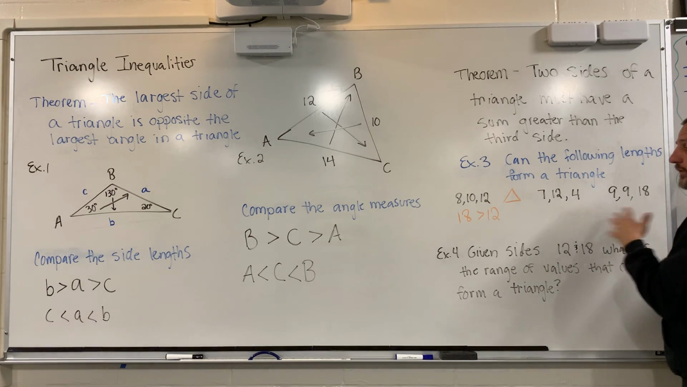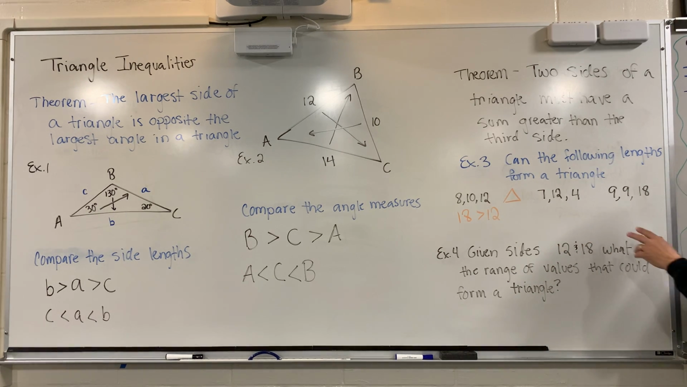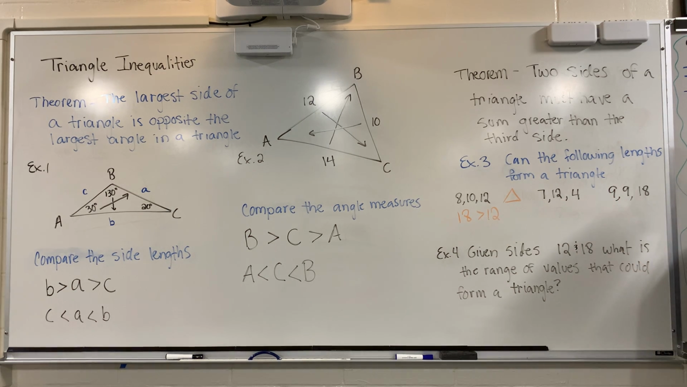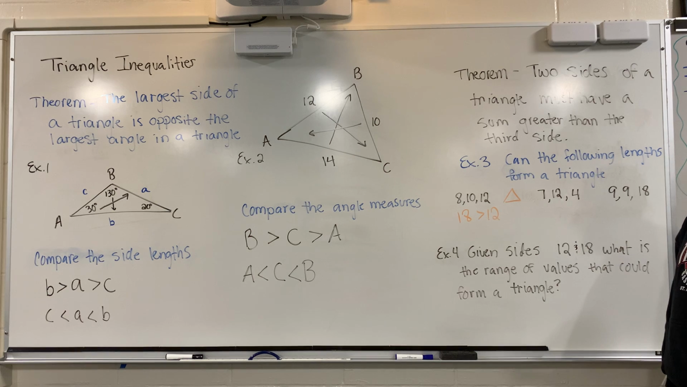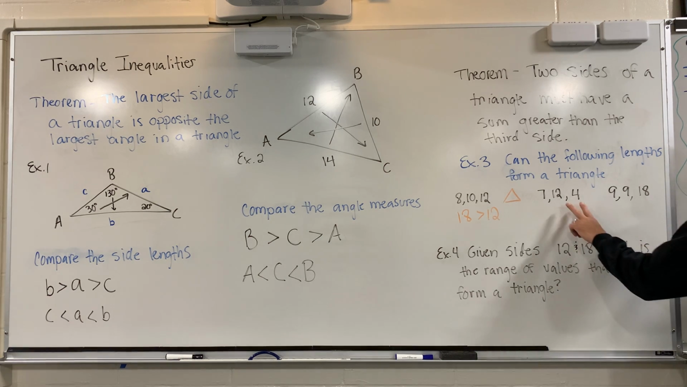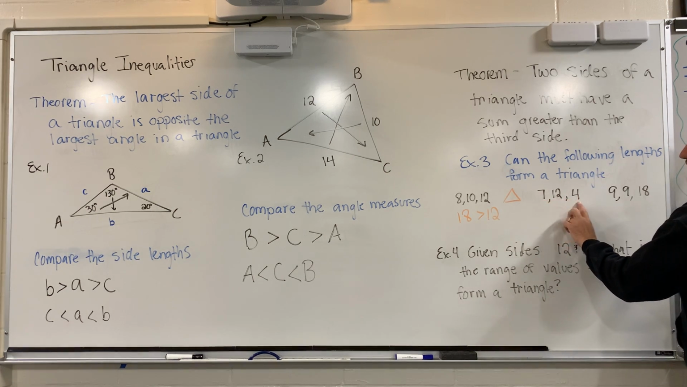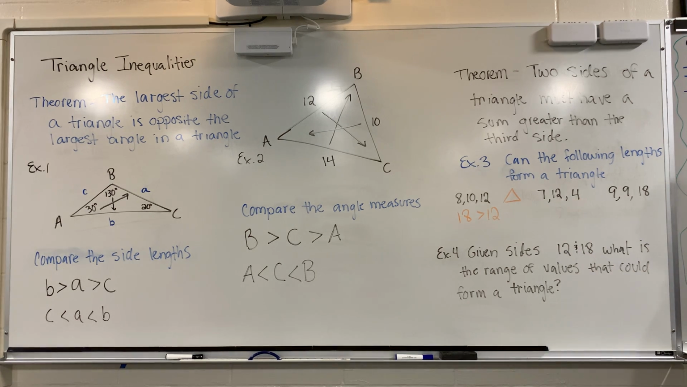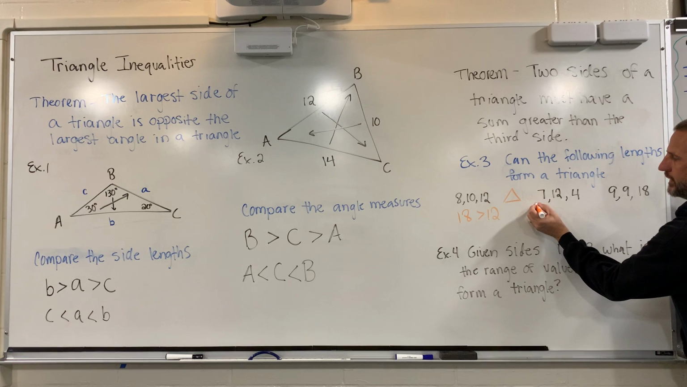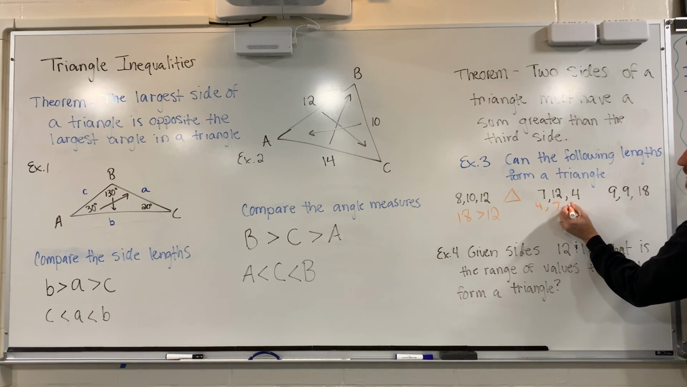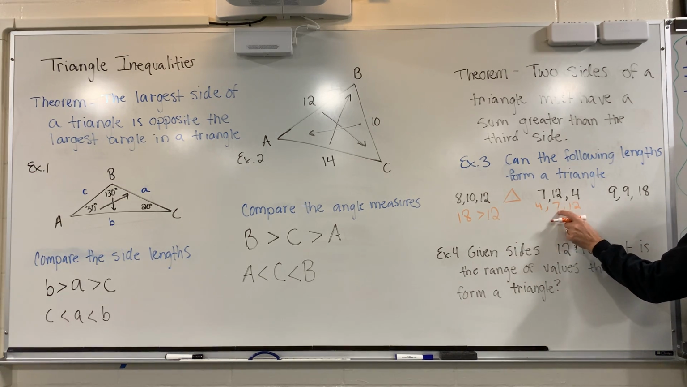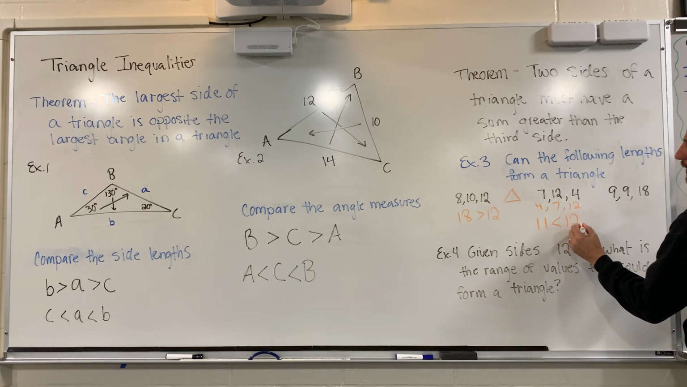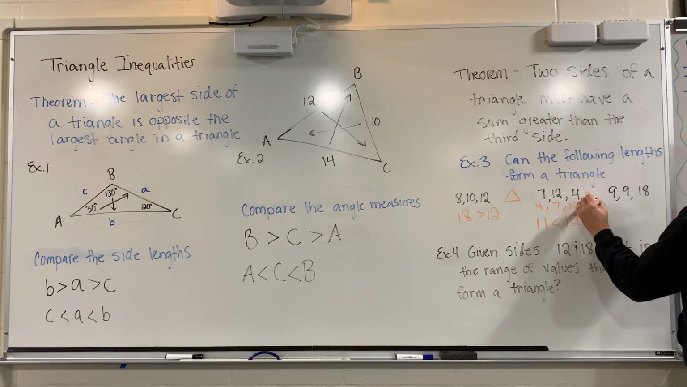For example, like on this one here, these are not in order. So you might just jump in and say, oh yeah, 7 plus 12 is 19, that's greater than 4, triangle. Well, that's wrong because when I add up the 7 and the 4, that only makes 11, and that's not greater than 12. So it doesn't work. So I gotta make sure that I always put my numbers in order before I start making a comparison. 4 plus 7 is 11, which is less than 12. This is not a triangle.